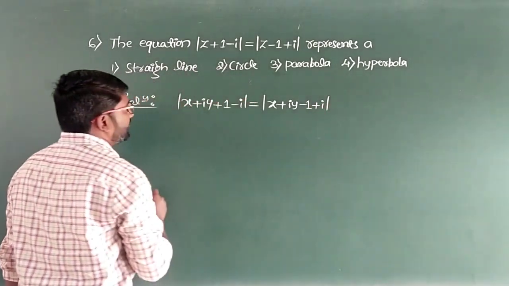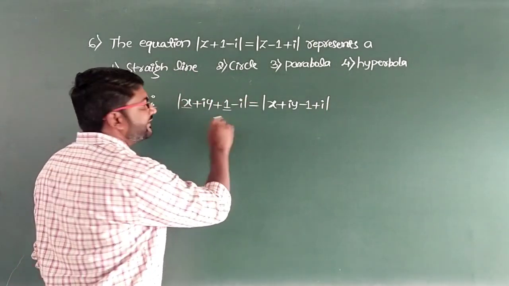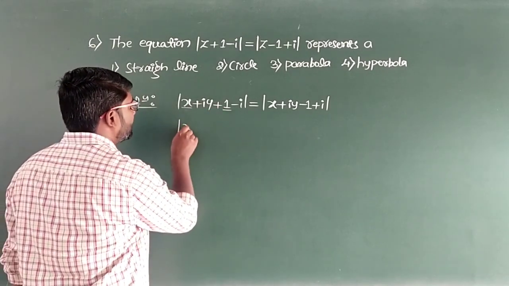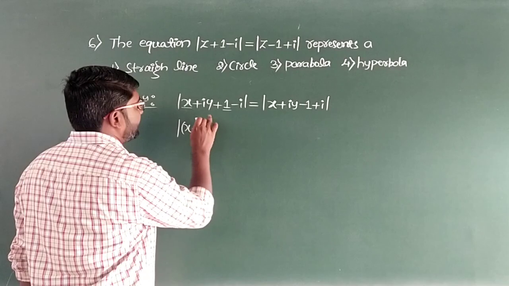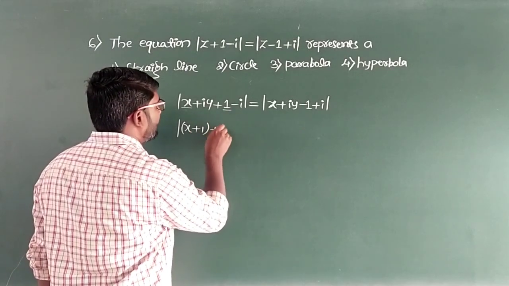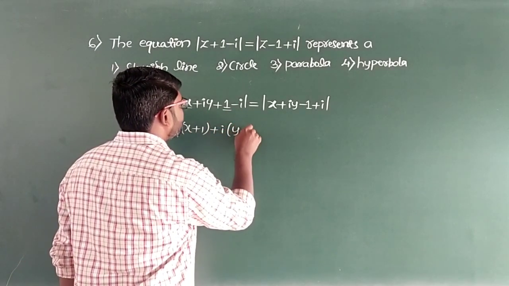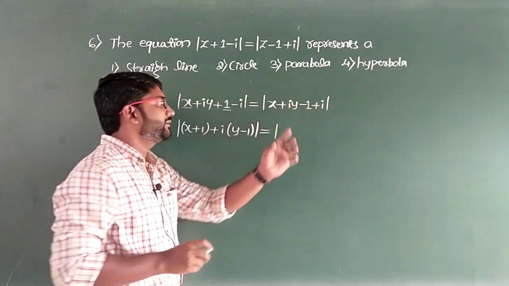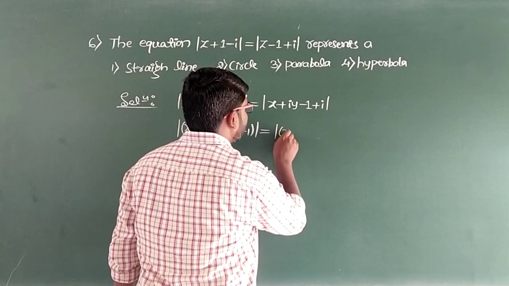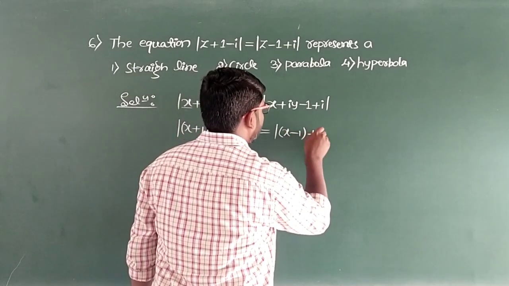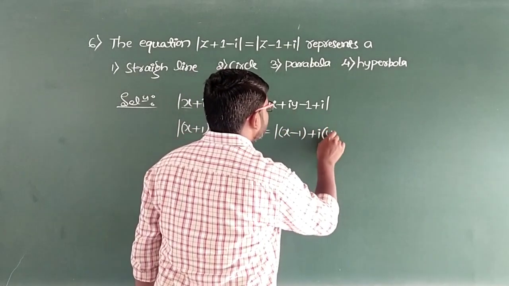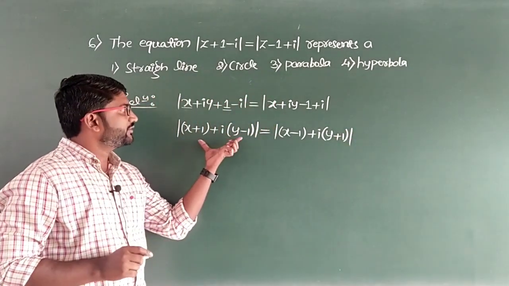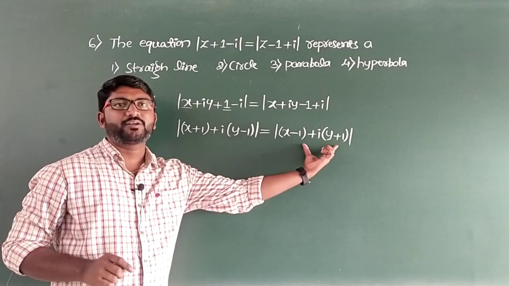So now we will have to separate the real part and the imaginary part. Here x plus 1 is the real part, mod x plus 1, and then in these two terms I can take i common, we get y minus 1, which is equal to, again we have to separate the real part and the imaginary part. So x minus 1 is the real part, plus I can take i common, we get y plus 1. So now we will have to take the modulus of this complex number as well as this complex number.